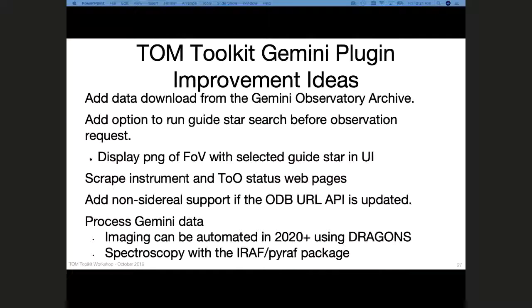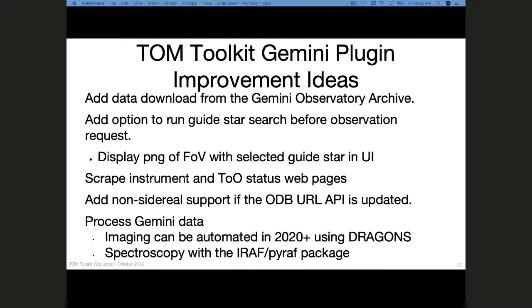And so finally, this is sort of an expanded list of what I gave yesterday of some ideas for improving the Gemini plugin toolkit. I think the main thing is maybe using this PyGOA library to add data download capabilities, such as what you can do with the Las Cumbres data now. As I mentioned, adding options to run different guide star searches before your requests and displaying the images of the field. There are other things that have been mentioned, scraping our various instrument TO status pages, weather pages. Unfortunately, there are no APIs for those yet, but scraping those pages would be useful.